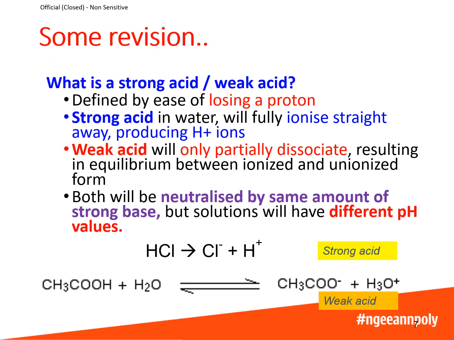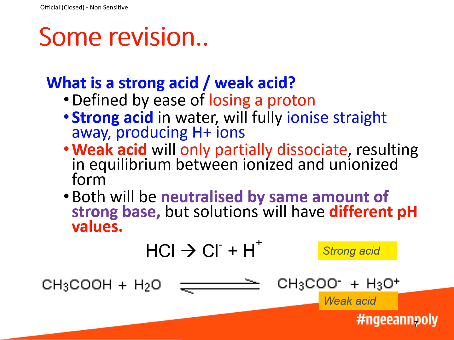Let's do some revision on what is a strong acid versus a weak acid. Strong or weak acids are defined by their ease of losing or donating a proton. For strong acids, when they are placed in water, they will almost fully ionize or dissociate straight away and produce H+ ions in the water. Whereas for weak acids, they will only partially dissociate and result in an equilibrium between the ionized and unionized form of that weak acid.